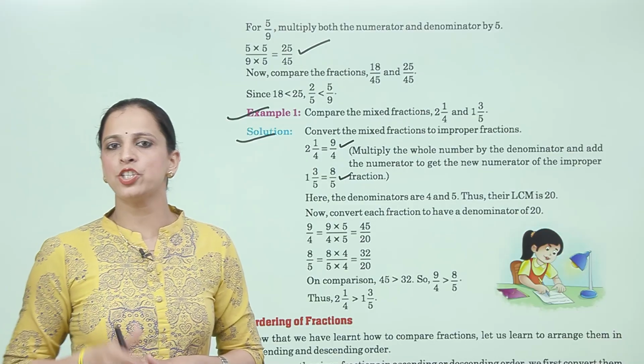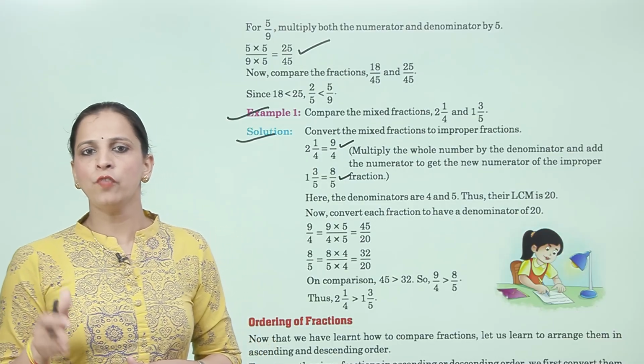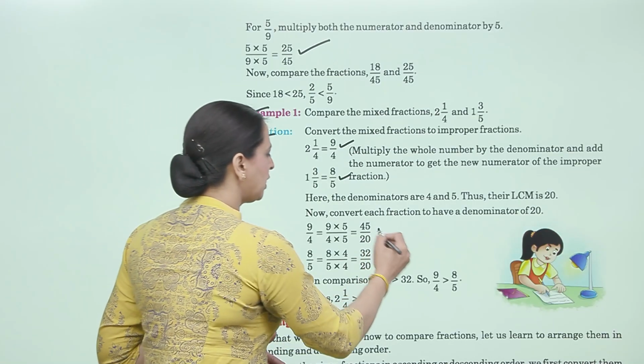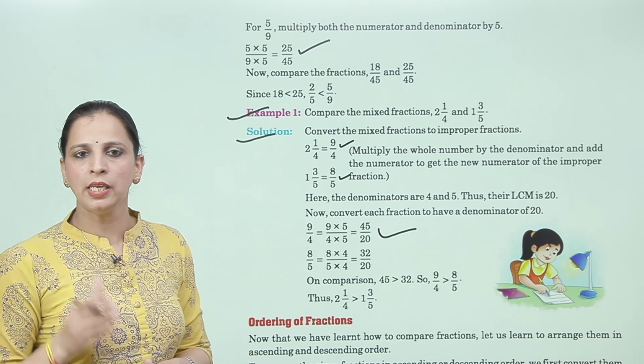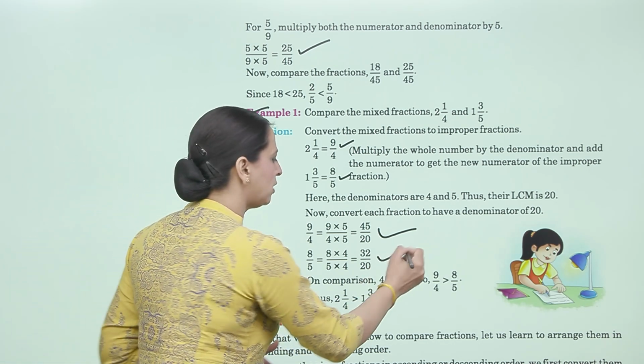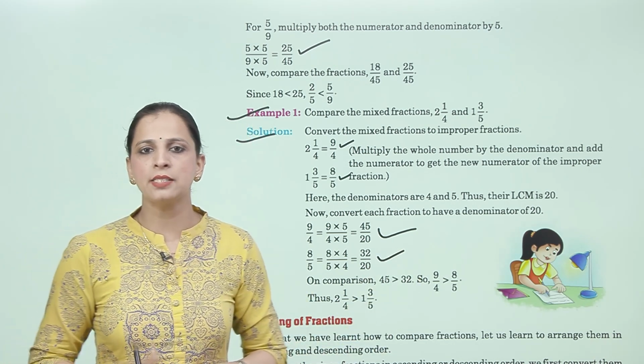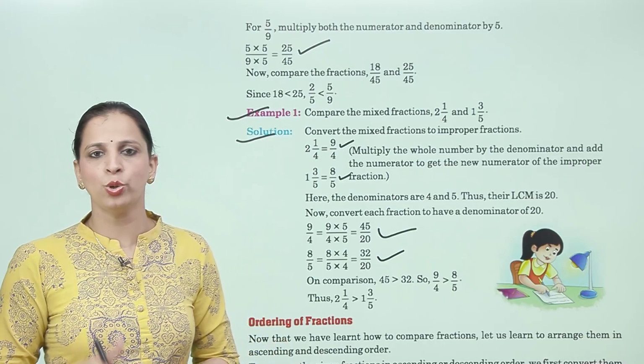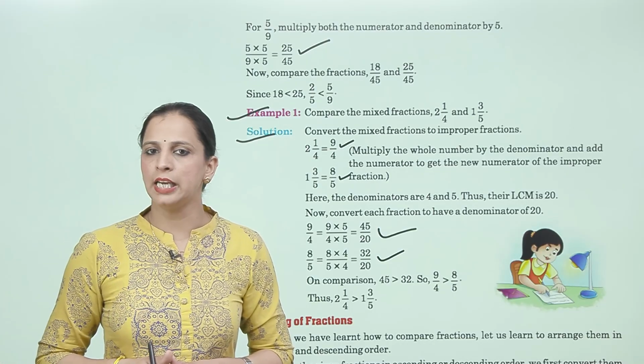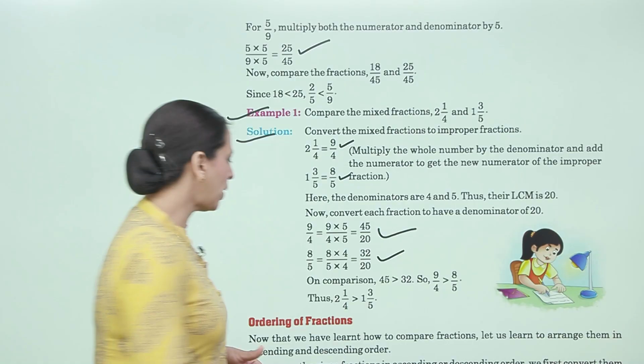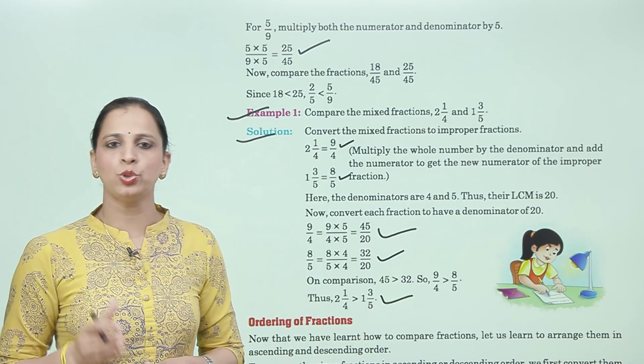Now convert each fraction to have a denominator of 20. Now 9/4 is multiplied by 5, we get 45/20. 8/5 is multiplied by 4, we get 32/20. On comparison, 45 is greater than 32, so 9/4 is greater than 8/5. Thus 2 1/4 is greater than 1 3/5.